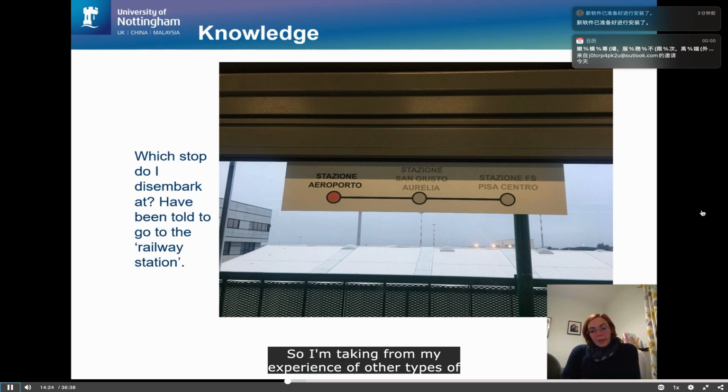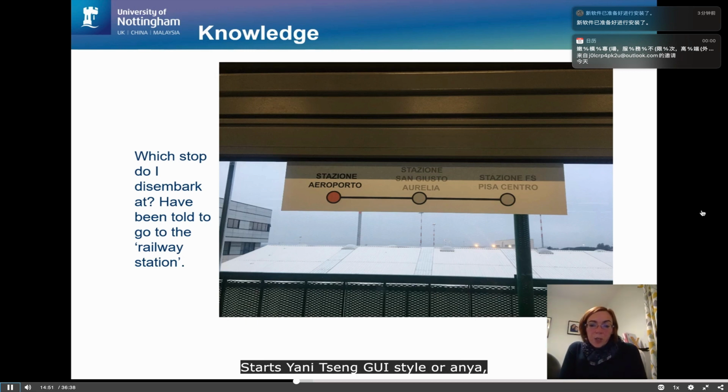So I'm taking from my experience of other types of systems that I'm probably at the place with the red dot. And there's another little clue there for me, which is that the text for Stazione Aeroporto is in bold text, and the other two are slightly greyed out text. So that's where I am. So where do I need to go? All I know is I need to go to the railway station. Well, there's two things here: Stazione San Giusto Aurelia and Stazione FS Pisa Centro.